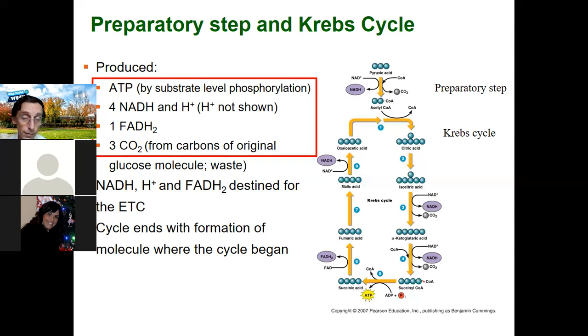So for a molecule of glucose, we generate 2 ATP, 8 NADH, 2 FADH2, and 6 CO2, because we have to double these numbers because there will be 2 pyruvic acids being made from glucose. Any question about any of that?